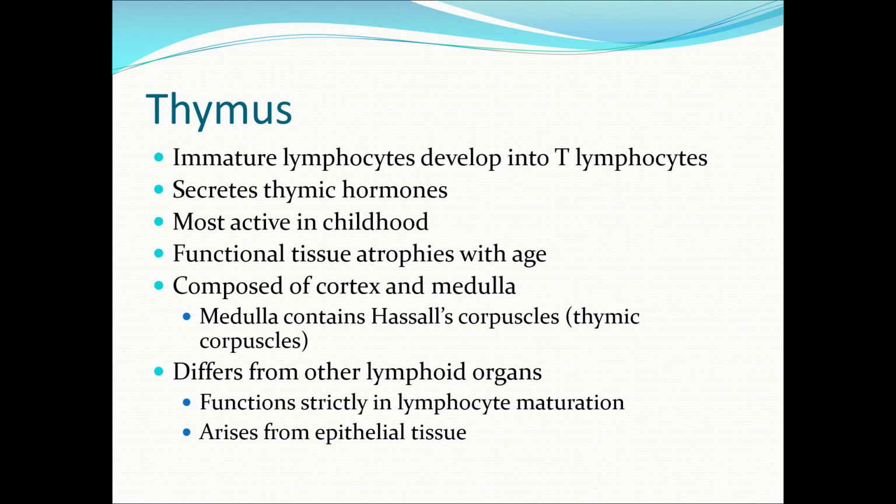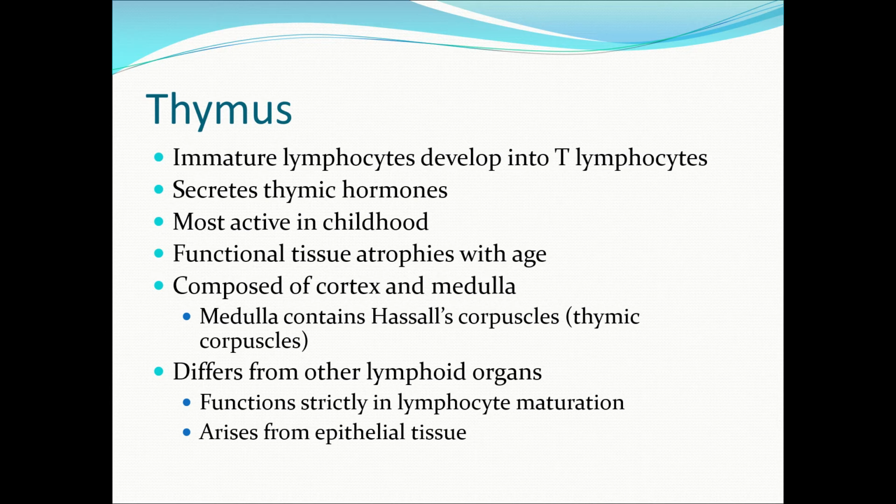In the thymus, immature lymphocytes develop into T lymphocytes. The thymus secretes thymic hormones and is most active in childhood. The functional tissue of the thymus atrophies with age. The thymus is composed of a cortex and a medulla. The medulla contains Hassall's corpuscles, also known as thymic corpuscles.